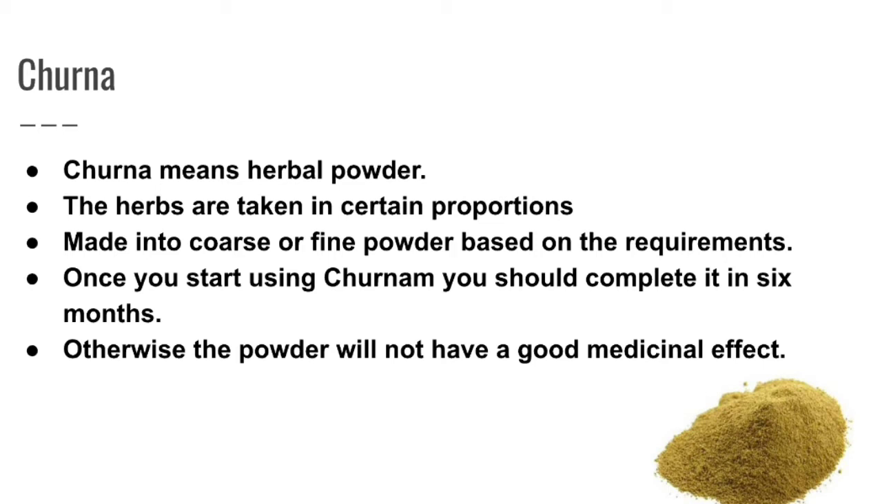The first one is Churna. Churna means a herbal powder. The herbs are taken, the proportions are mentioned in the Ayurvedic text, so they are taken in those particular proportions and made into a coarse or fine powder. Usually coarse powder is used because you can extract a lot more medicinal effect from a coarse powder than a fine powder. In the case of Kashaya, we would be using only coarse powder. Then this Churna is asked to be mixed with honey or ghee, and you have to take it. So Churna is nothing but the powder form of the herbs.